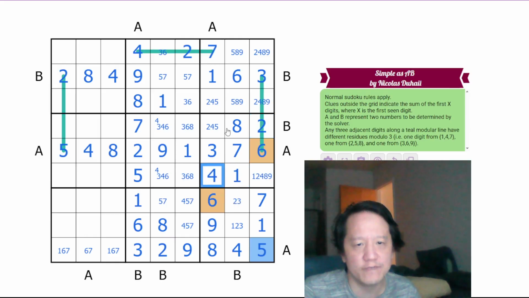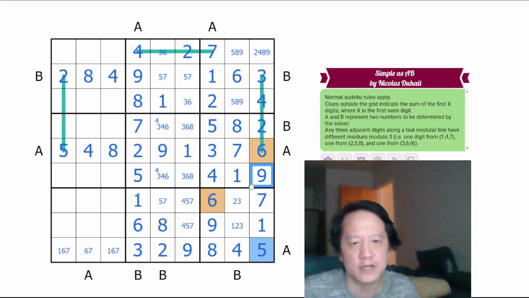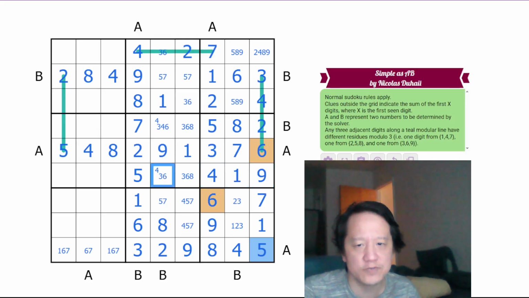So this is 1, 4, and 5. That means this can't be 4, 5. It's 2. No more 2 here. We have a 2 mod 3, a 0 mod 3. That makes this a 1 mod 3. It cannot be 1 or 7. So this is 4. That makes this a 9 here. 4 eliminates 4 here. Where is the 4 in box 5? It has to be there.